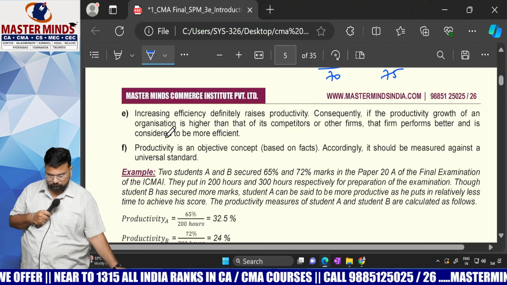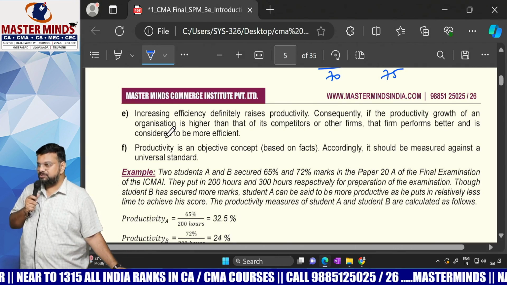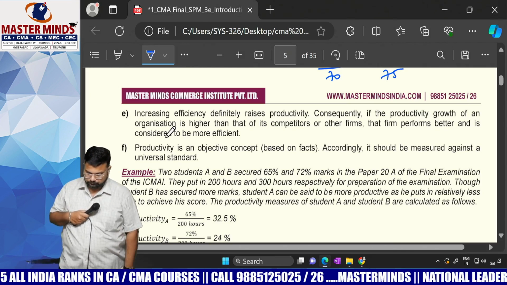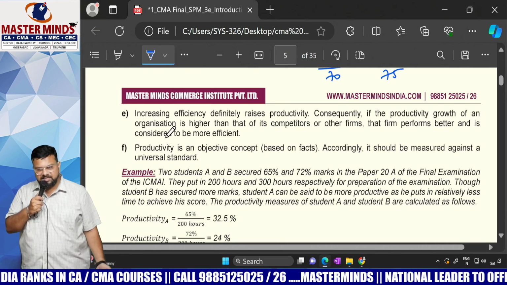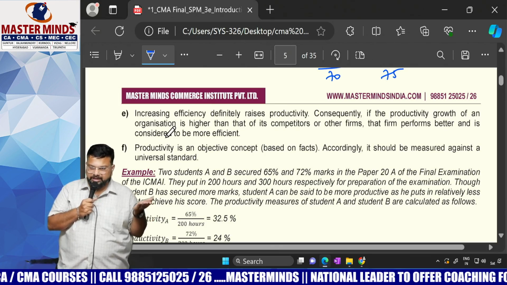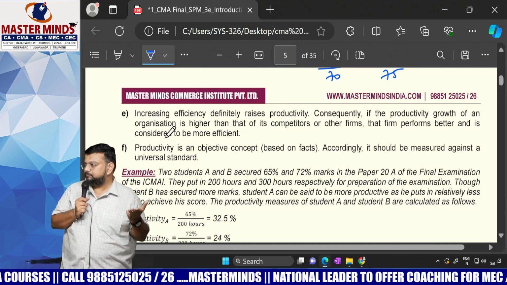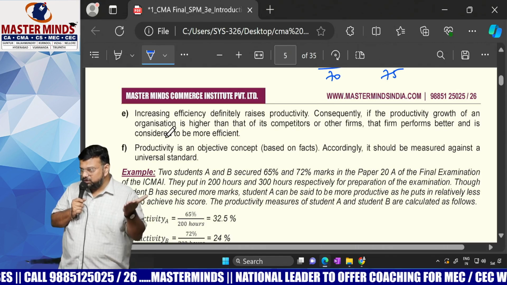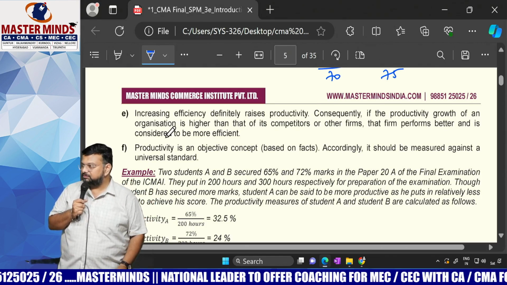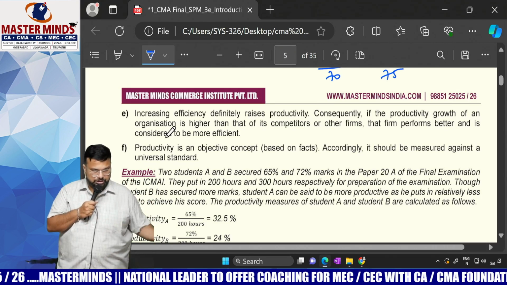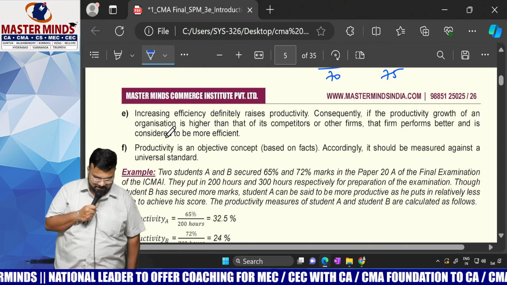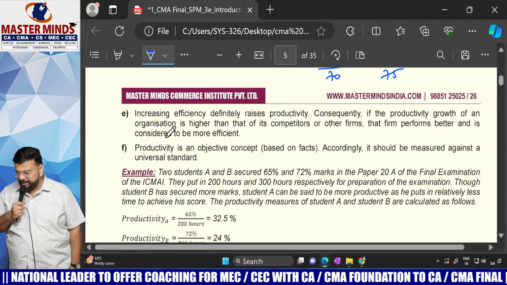Next. Productivity is an objective concept. That means based on facts, data. Facts is nothing but data. Next. Accordingly, it should be measured against a universal standard. Every industry has a standard. Basing on that standard, we have to measure. Every industry has its own standard. When it comes to the teaching industry, we have a standard of hours. Basing on that only, we have to measure how quickly we are able to complete the syllabus and how efficiently we are able to complete the syllabus. Next. Example is given. You can go through that example now or later on.